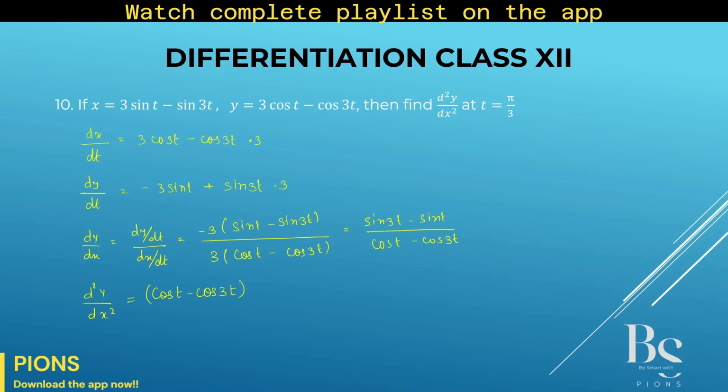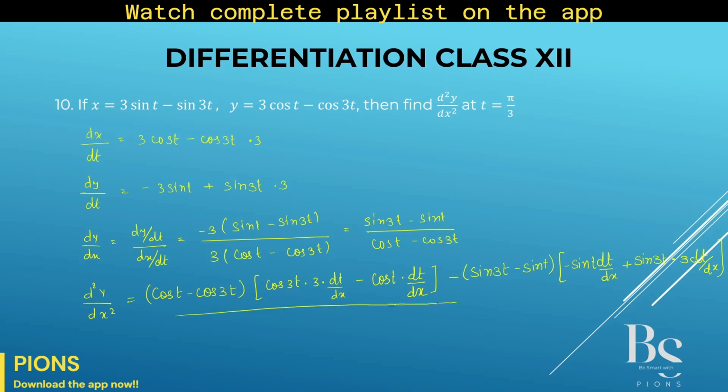Derivative of the numerator, be very careful. Derivative of sine 3t is cos 3t into derivative of 3t, 3, into dt by dx, minus, be careful with this dt by dx, derivative of sine t is cos t into dt by dx, minus numerator as it is, sine 3t minus sine t as it is, into differentiation of denominator, cos t is minus sine t dt by dx, minus minus plus sine 3t into 3 dt by dx, whole divided by the denominator square, which is cos t minus cos 3t whole square.